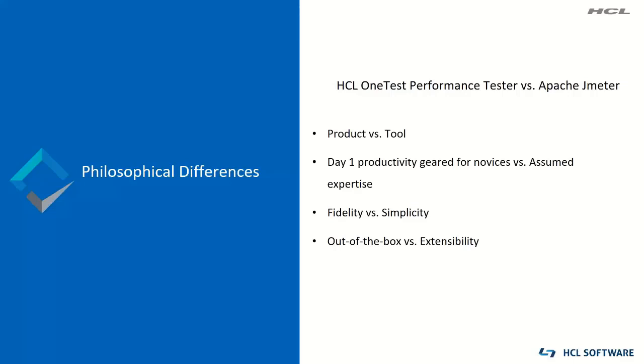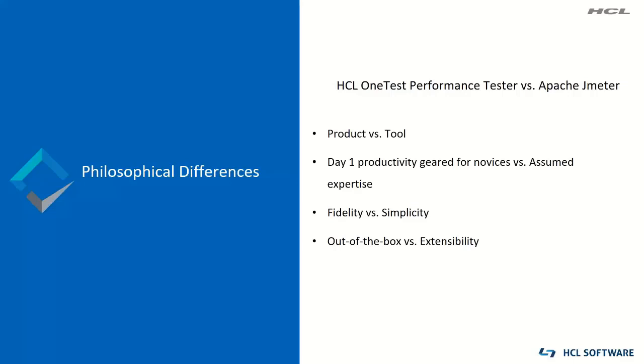Now, the first and foremost difference between these two tools in terms of their philosophy is that OneTest Performance sees itself as an entire standalone end-to-end product. All the tech stack that you need for your performance testing is already plugged into it. It's a standalone product. Versus if you look at Apache JMeter, its ambition is to work as a tool which is a significant part of a larger solution. So this is the first philosophical difference between these two tools.